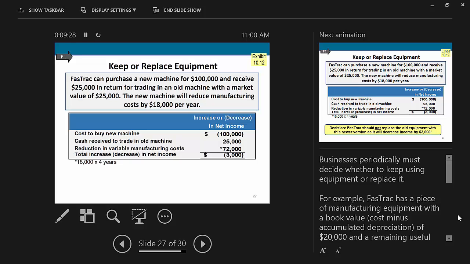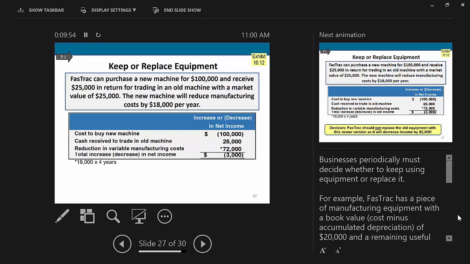So they have the cost to buy a new machine is $100,000. Cash received to trade in the old machine is $25,000. So we're going to have this net amount of $75,000 that's coming in. Reduction in variable manufacturing costs, they tell me, is $72,000, and that's because the problem told me I'll save $18,000 a year for what? For the next 4 years.